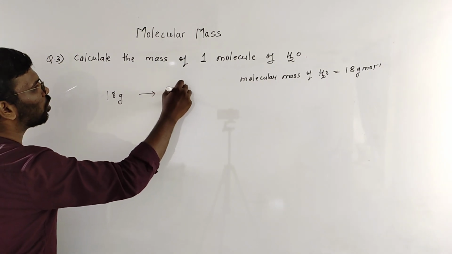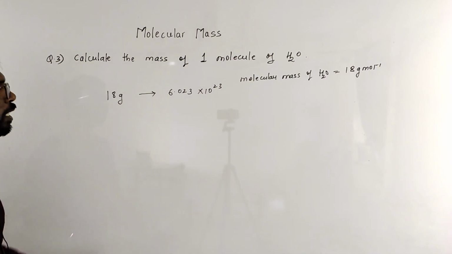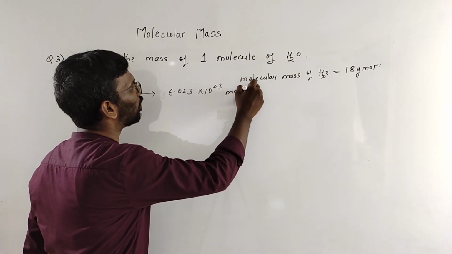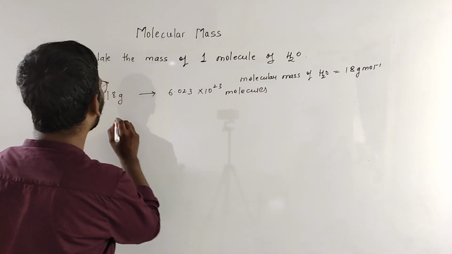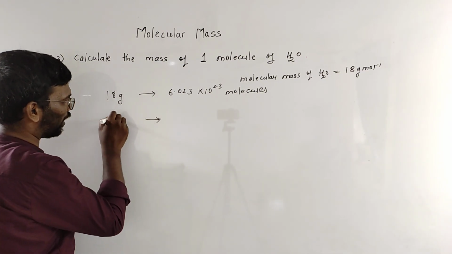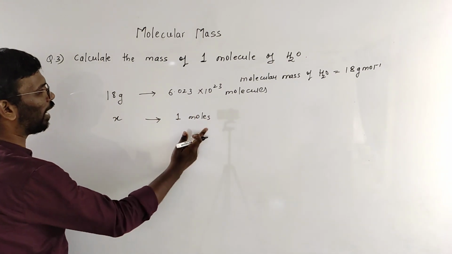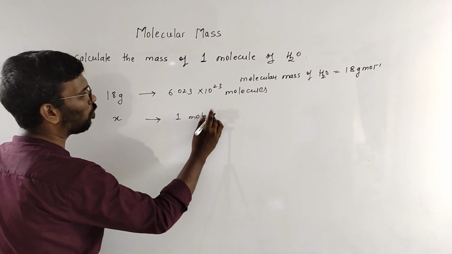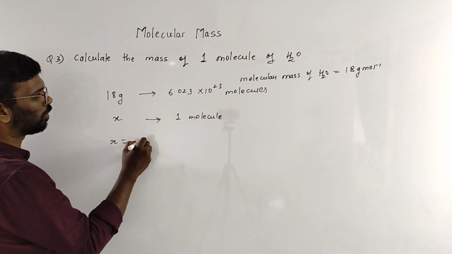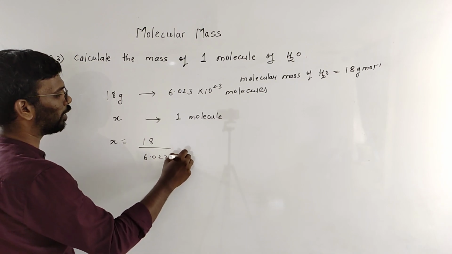is the mass of 6.023 into 10 raised to power 23 molecules, means 6.023 into 10 raised to 23 molecules weigh 18 gram, right? So what is the mass, that is x, of one molecule? This is a standard and I am finding x, means for one molecule what is the mass. So x will be equal to 18 divided by 6.023 into 10 raised to power 23.